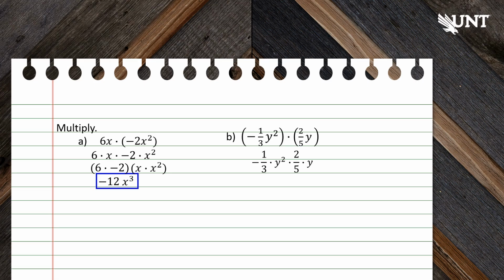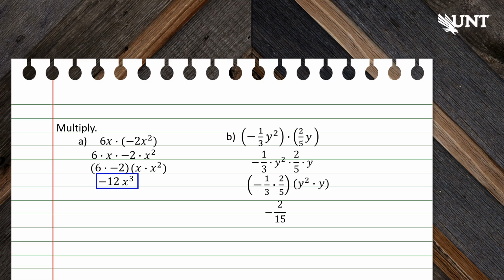Since the same operation of multiplication occurs, we can use the commutative property and regroup or organize our factors. If we do that, we can group our coefficients of negative 1/3 times 2/5 and group up our y factors of y squared times y. Now looking at the fractions, first let's talk about our signs. A negative times a positive is negative, and then to multiply fractions it is top times top, bottom times bottom, which gives us a result of negative 2/15.